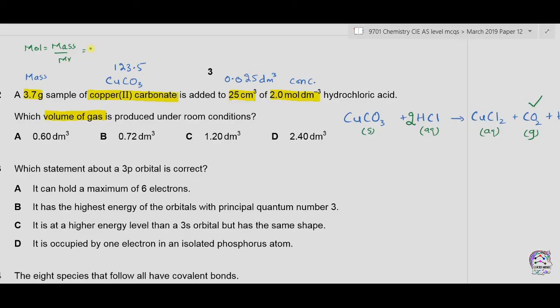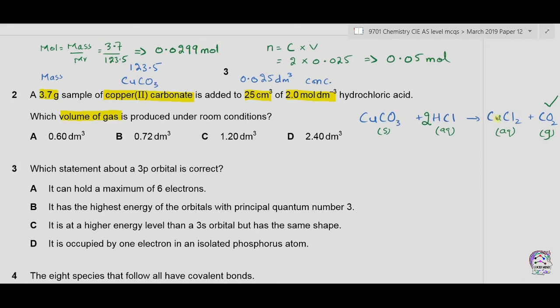We can input the values. 3.7 grams divided by 123.5 and the number of moles of copper carbonate comes equal to 0.0299 moles. For HCl, the formula used will be number of moles is equal to concentration in mole per decimeter cube into volume in decimeter cube. Putting values, we have 2 mole per decimeter cube into 0.025 decimeter cube. So the number of moles of HCl is equal to 0.05 moles.